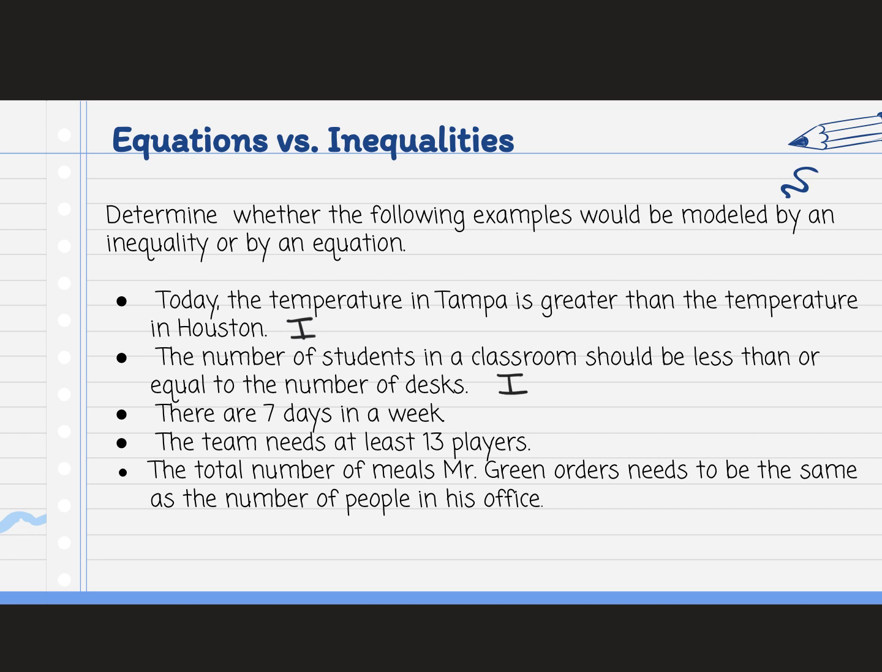There are 7 days in a week. That would be an equation because we have a definitive. The team needs at least 13 players. The total number of meals Mr. Green orders needs to be the same as the number of people in his office. That would be an equation.